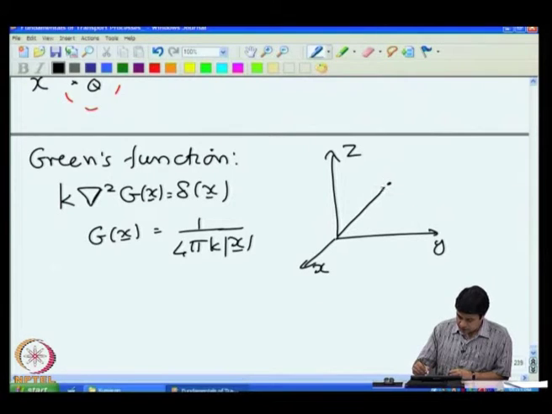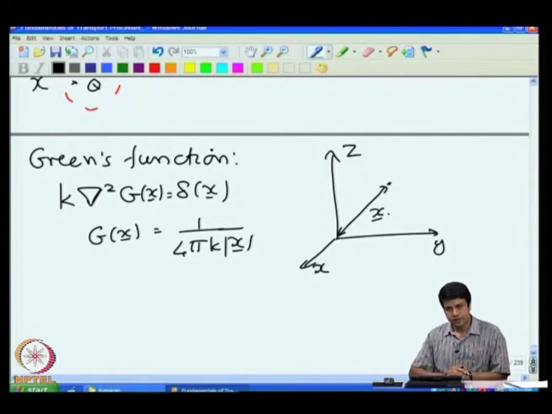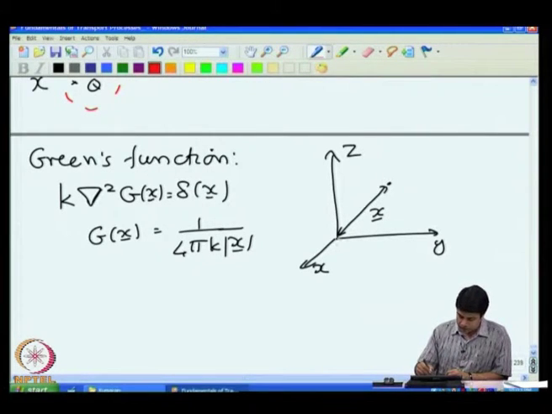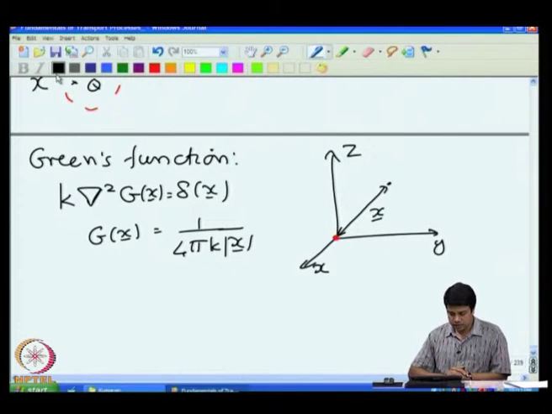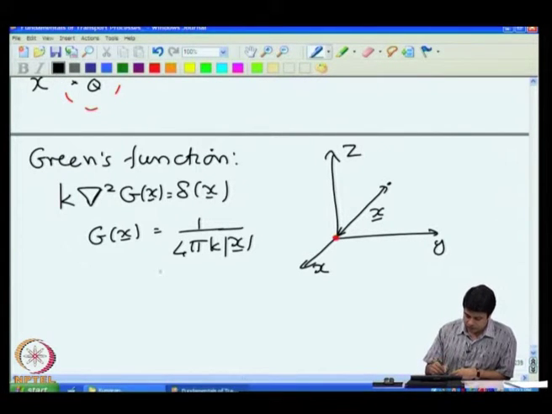So, this is the distance x vector, and I have a point source at the origin. So, del square g is non-zero only when x is equal to 0; it is equal to 0 everywhere else. In that case the solution for this equation is basically 1 by 4 pi k into r.